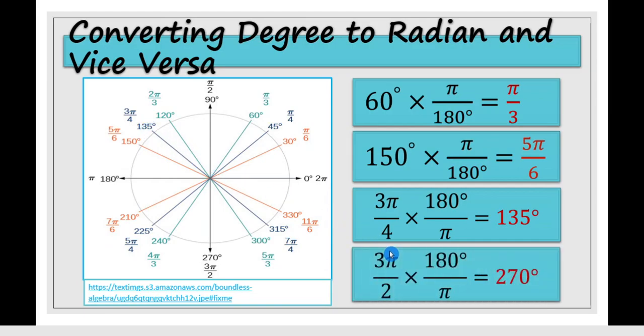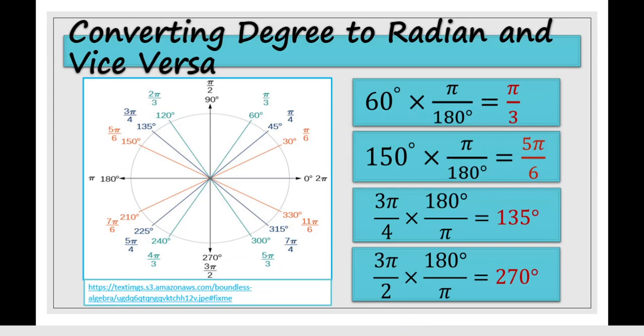So, next or lastly, sa ating common angles, we have 3 pi over 2. Where is 3 pi over 2? This one. The resulting degree measure must be 270 degrees. So, multiplying it by 180 degrees over pi, cancel out pi. 3 times 180 is still 540 divided by 2, that would be 270 degrees. So, as easy as that.